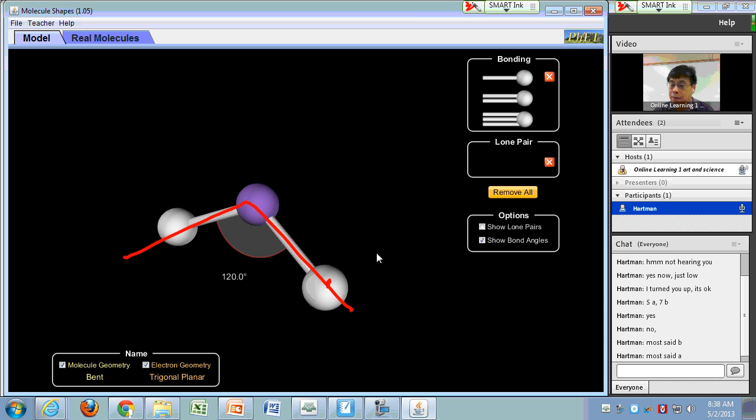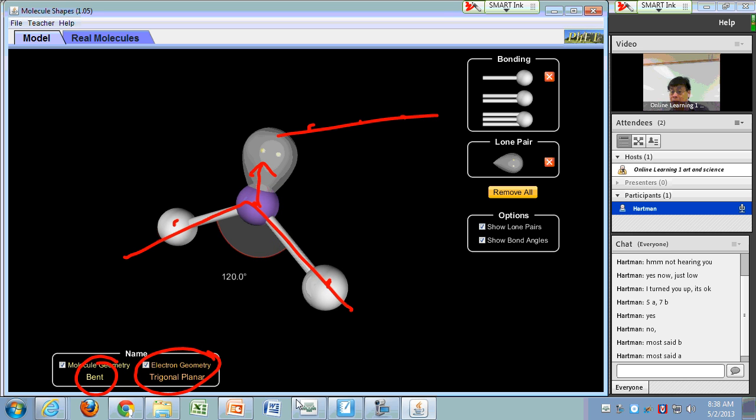Anytime you only have 3 atoms, either the atoms are on a straight line or they're not. If they're not on a straight line, the shape of the molecule is bent. Now the geometry around the central atom is still trigonal planar. The fact that this is bent tells you that there must be another group sticking out here, and that's the lone pair. All right, so that's 3.